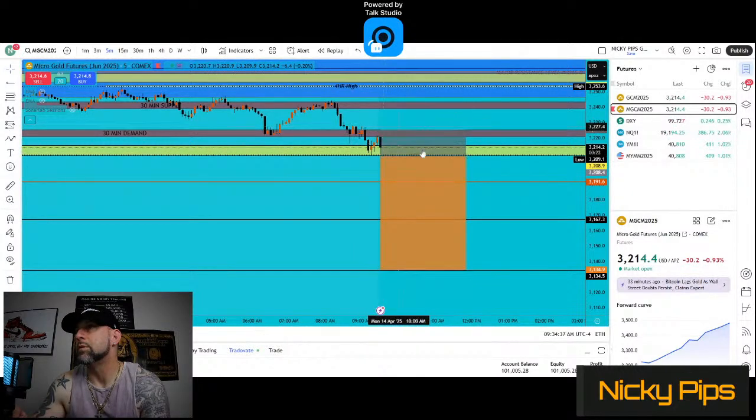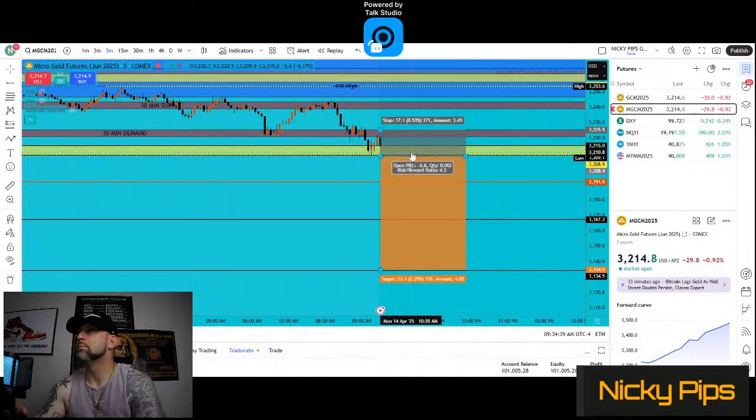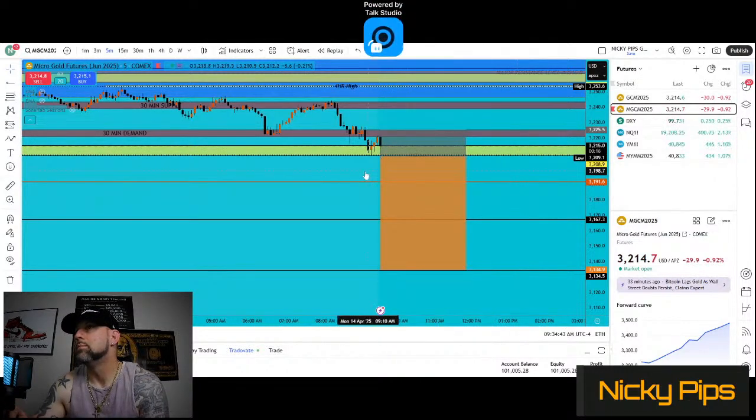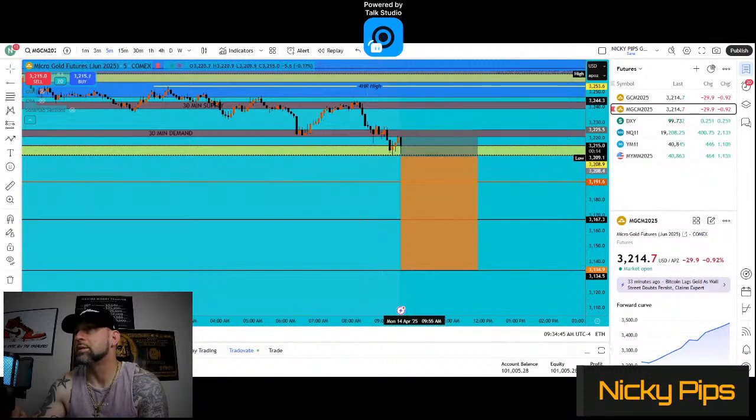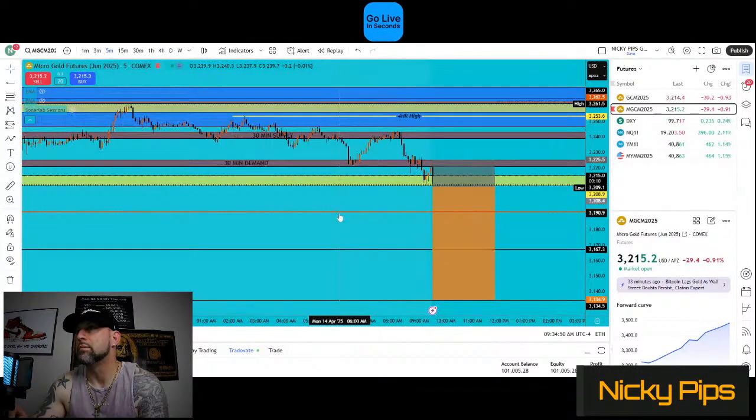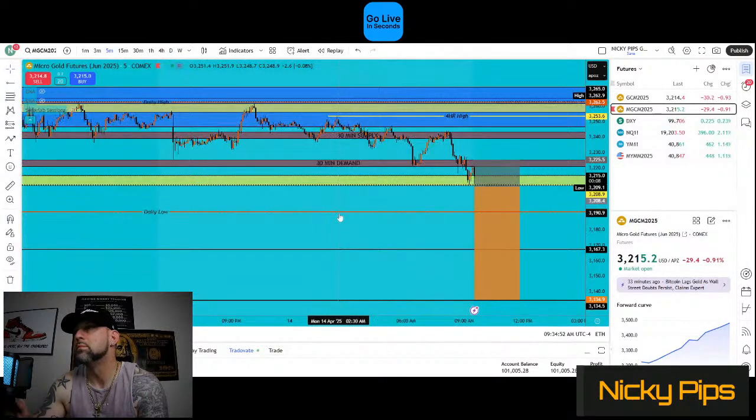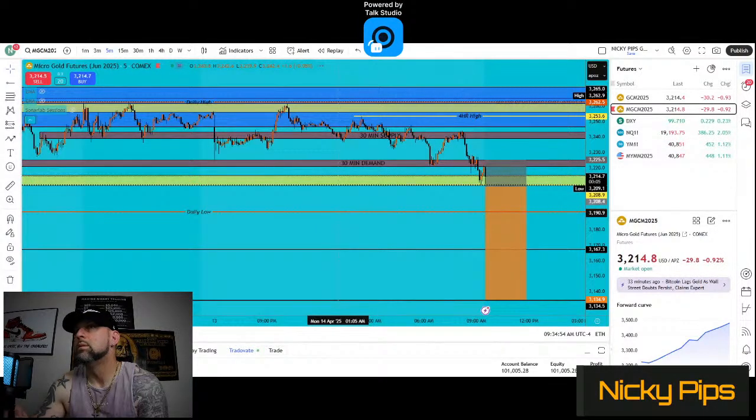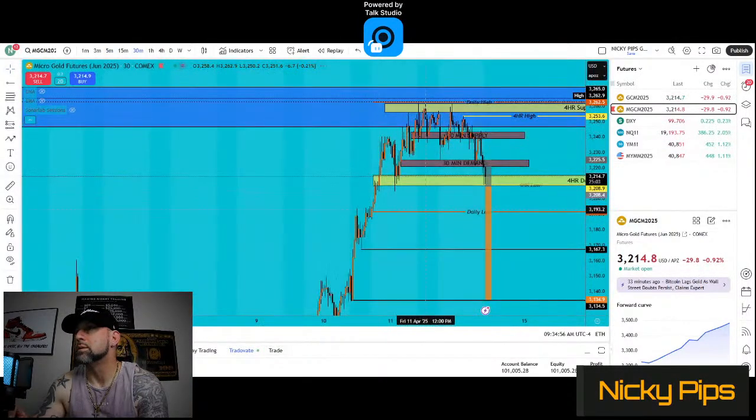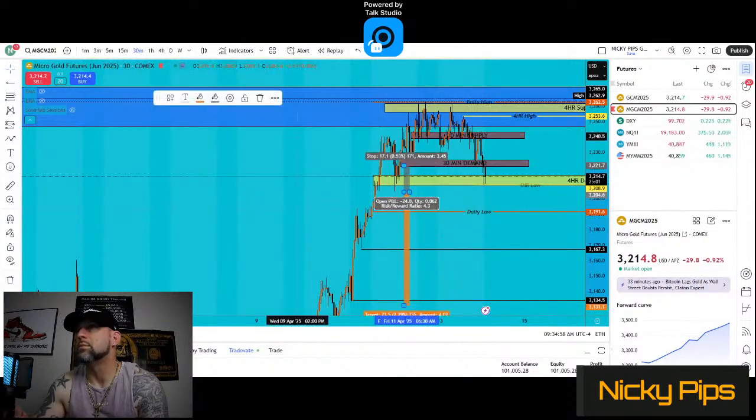That'd be a 171 tick stop loss. But again, it could easily push back up. So that's where we have to kind of be calm. Because this is our 4-hour demand zone.